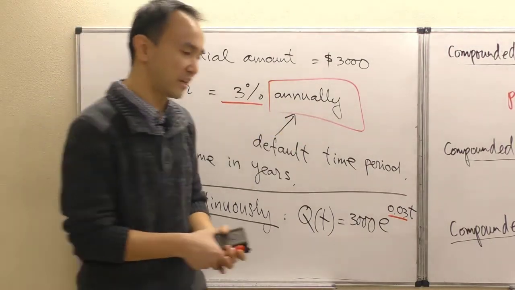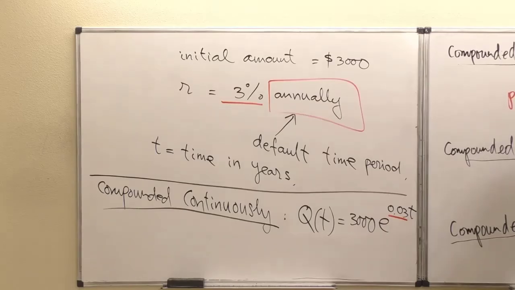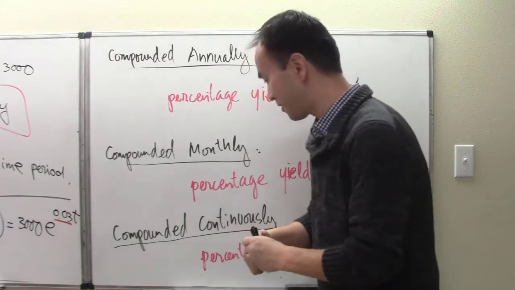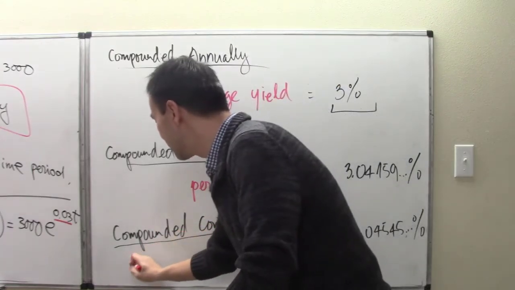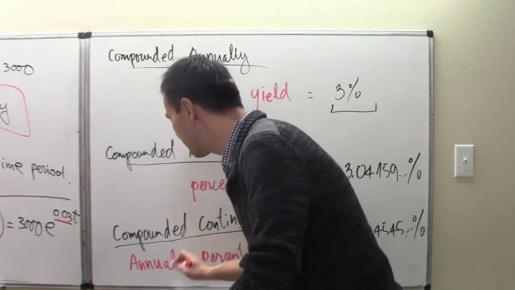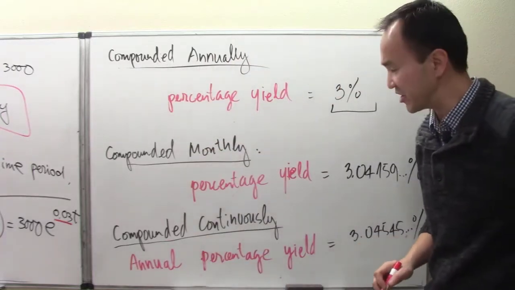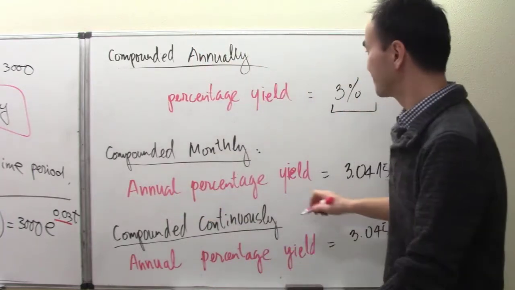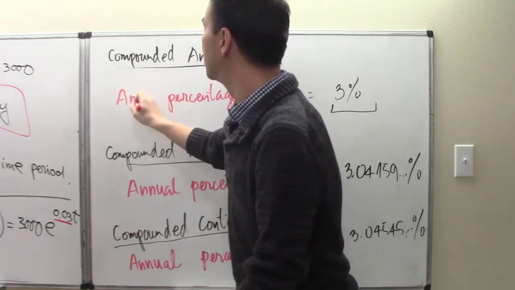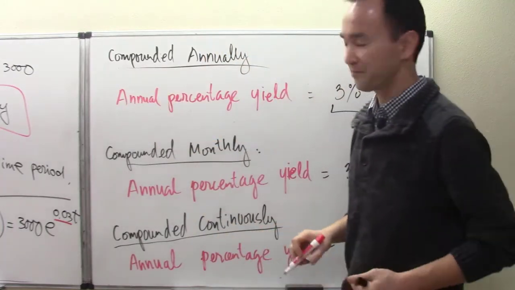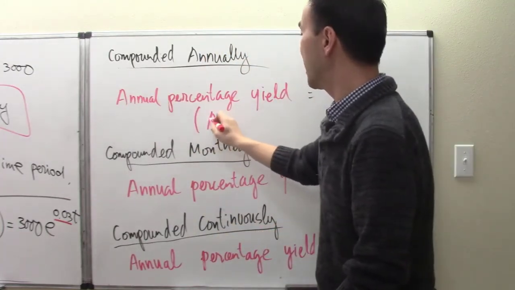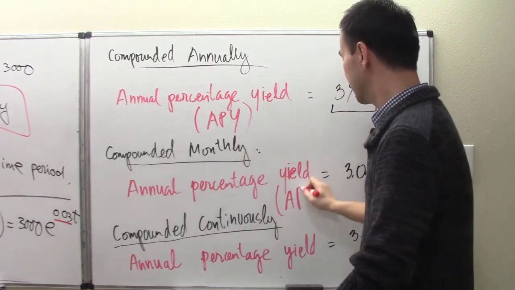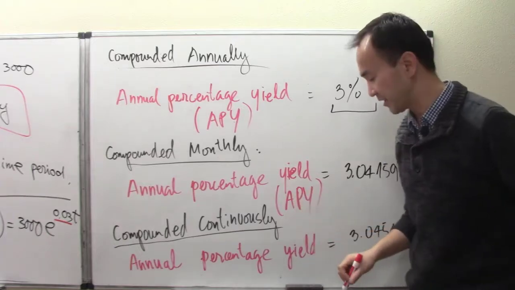So in that way, yes, this percentage yield right here, we can call the annual percentage yield. This is the annual percentage yield, and this is also the annual percentage yield. Or for short, it's the APY that a lot of financial experts out there refer to. This is the APY right there.